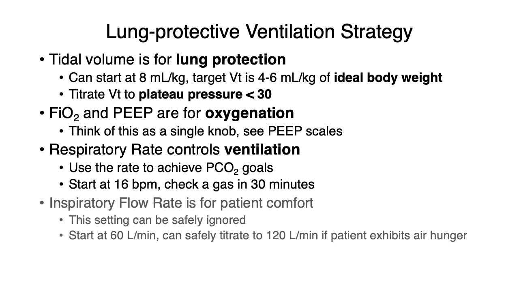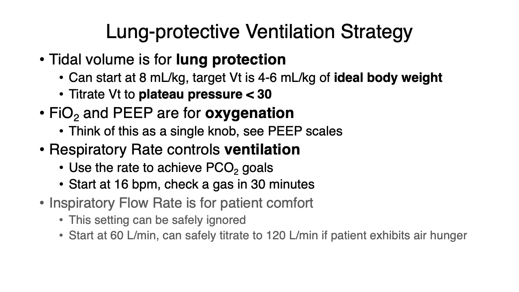The combination of FiO2 and PEEP are for oxygenation. We're going to talk about how to use a PEEP scale to make sure you're oxygenating and keeping all your alveoli recruited and engaged. The respiratory rate is what controls your ventilation, your CO2 clearance. So you use the rate to target your PCO2 goals. If you check a gas and your PCO2 is too high, you want to increase the rate, and vice versa. You can start at 16 breaths per minute, check a gas in 30 minutes, and see how you want to go.